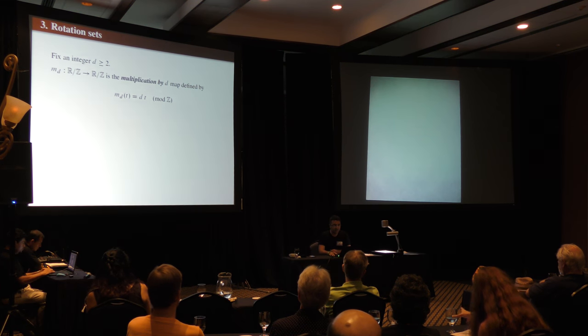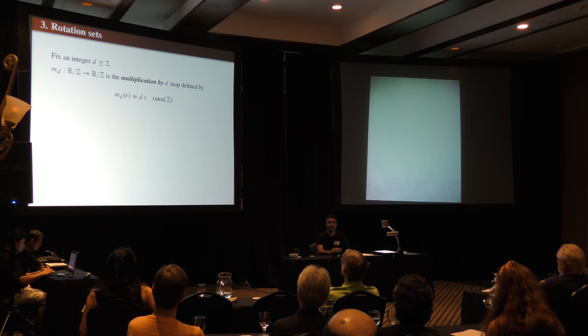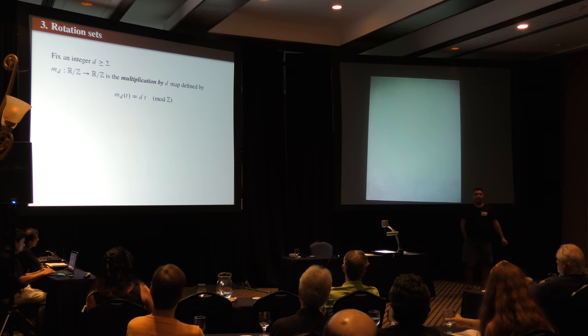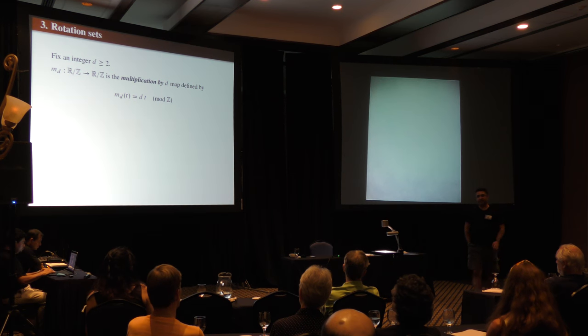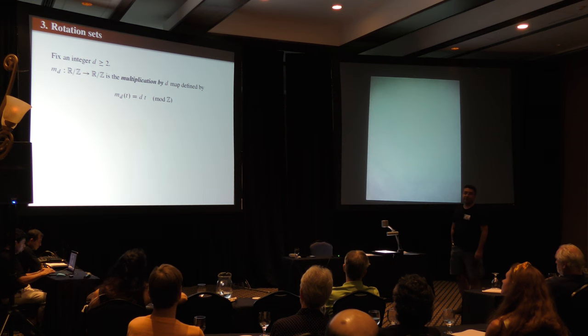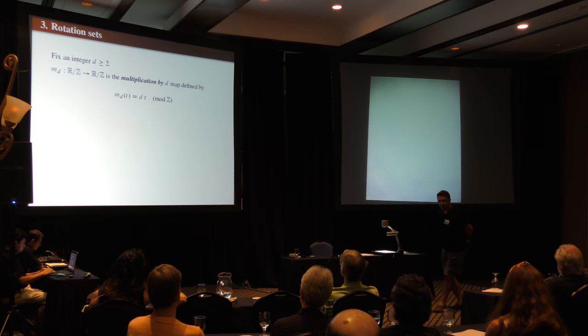All right. So let me start from scratch. Let's establish some notation. Throughout this discussion, d is a fixed integer greater than or equal to 2. M sub d is the multiplication by d map on the circle. So M sub d takes an angle t and multiplies it by d mod 1.